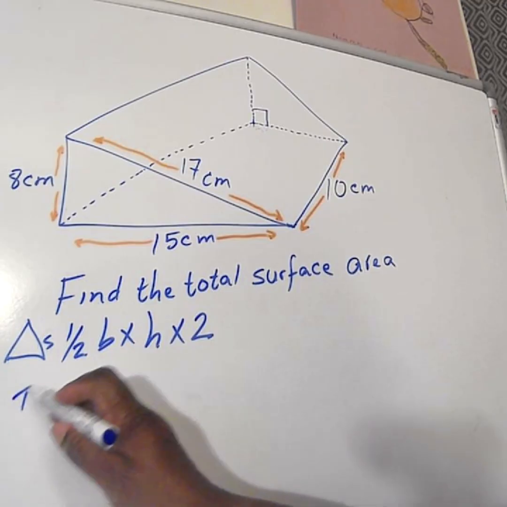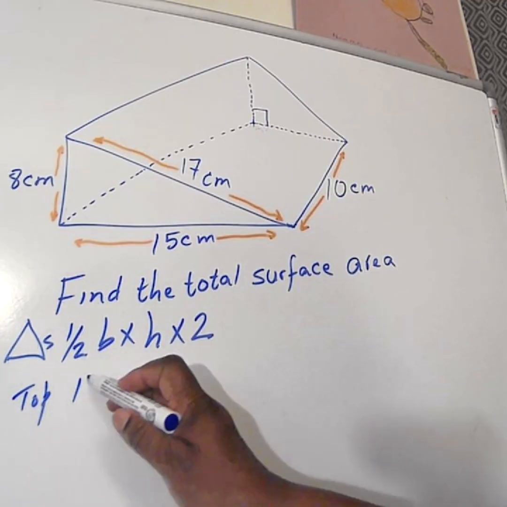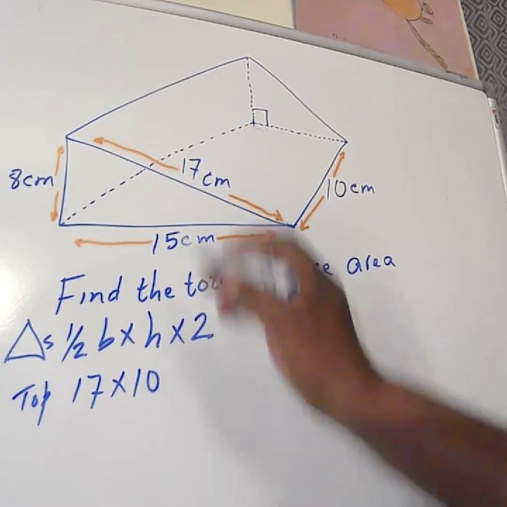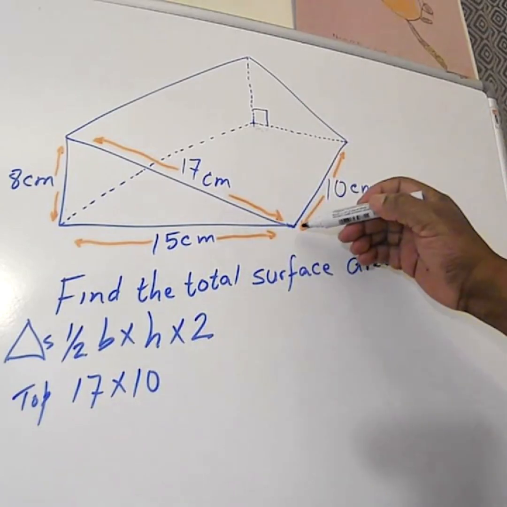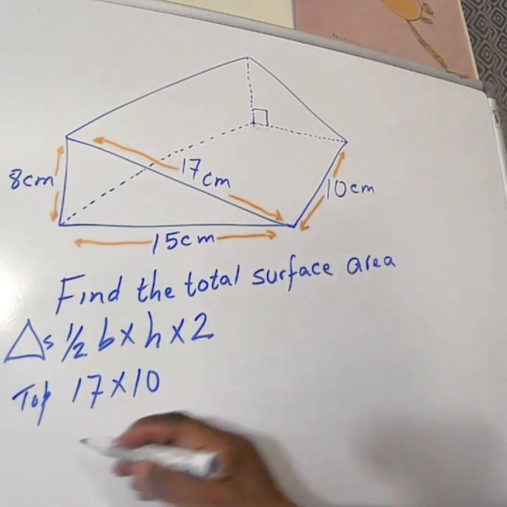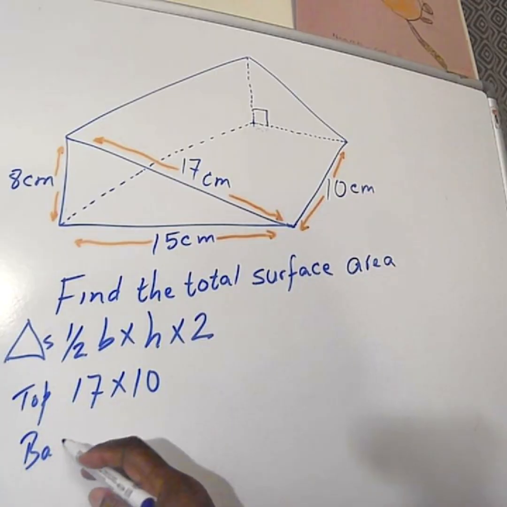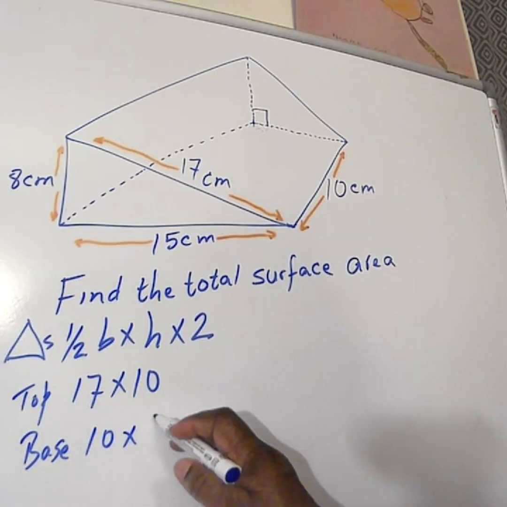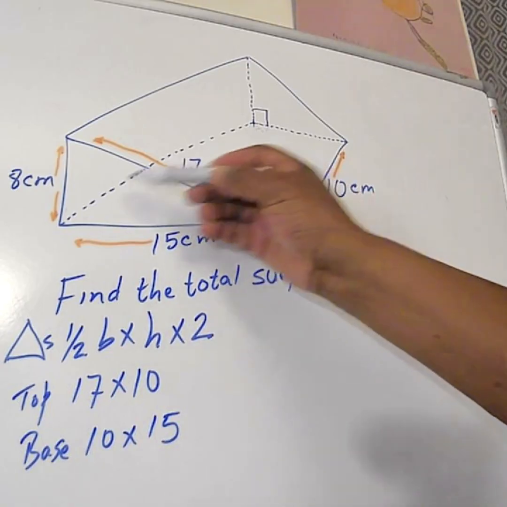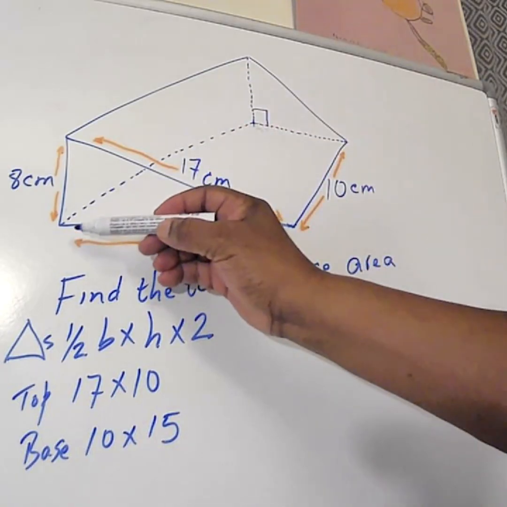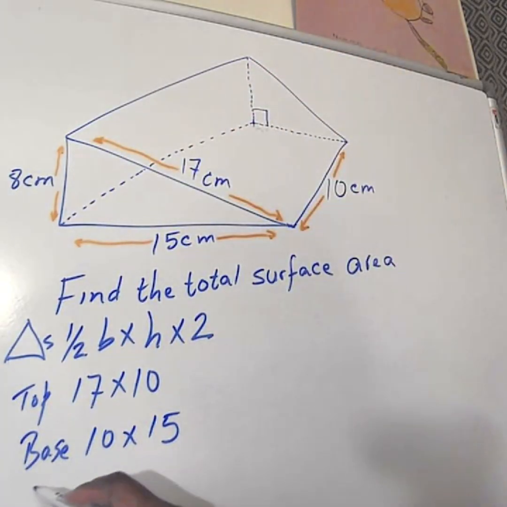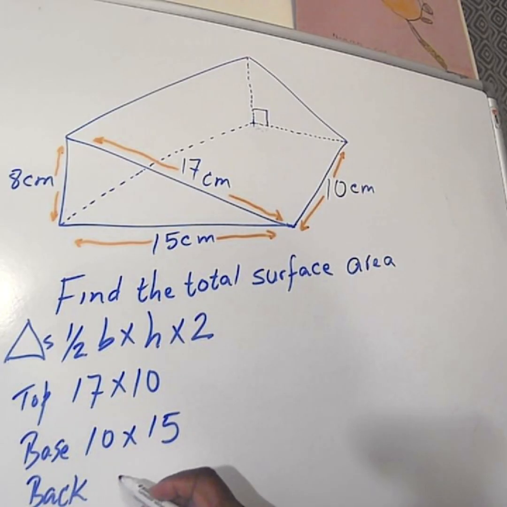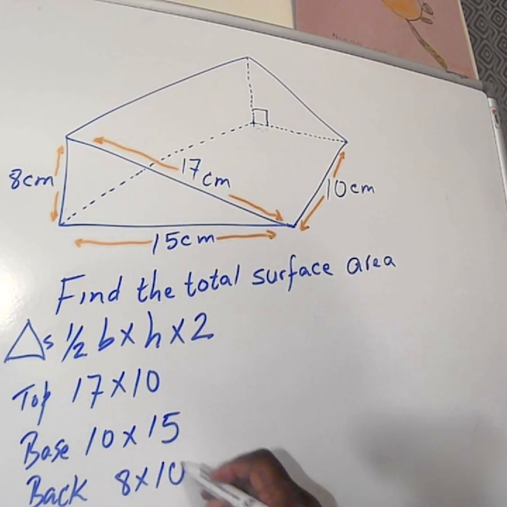We've got the top, which is 17 by 10. Then we've got the base, which is 10 by 15. And then we've got the back, which is 8 by 10.